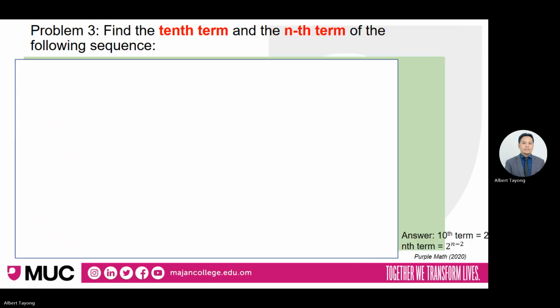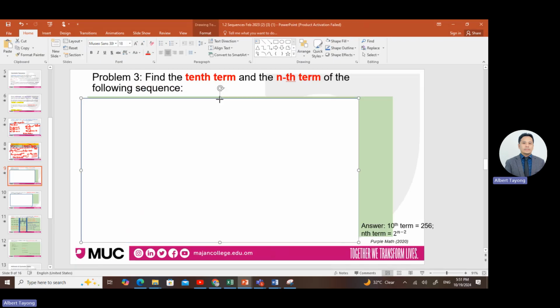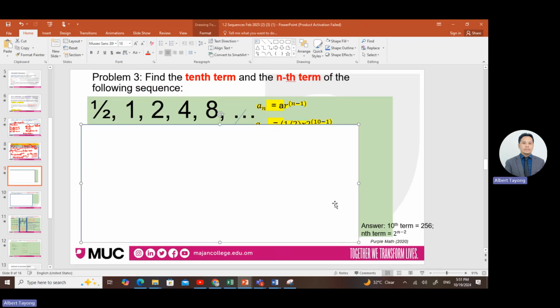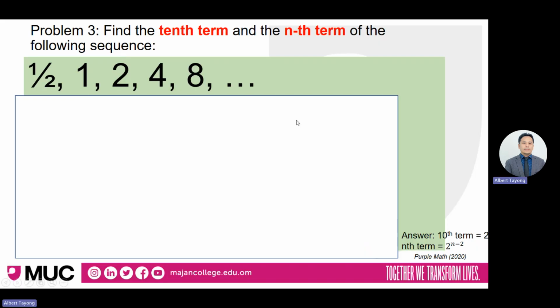Okay. The question says find the 10th term and the nth term of the following sequence. Again, the sequence is hidden. Let's try to show it. All right, so here we have 1/2 as the first term. Then we have 1, 2, 4, and 8. And it keeps on going to the right.